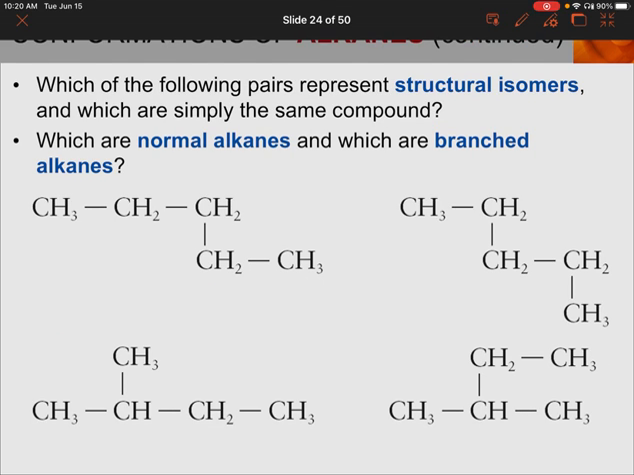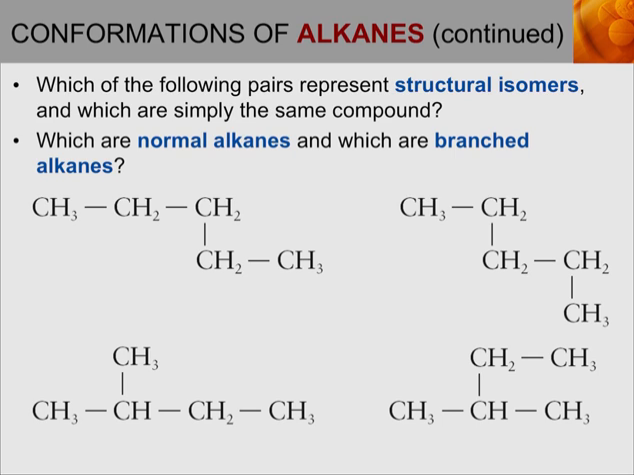All right, so now let's do a quick check of our knowledge here. Which of the following pairs below represent structural isomers, and which are simply the same compound? Also, which of the following are normal alkanes and which are branched alkanes? So I would like you to try this on your own first, so you can pause the video, try it on your own, and then when you think you have the answer, you can unpause and we'll go over them together.